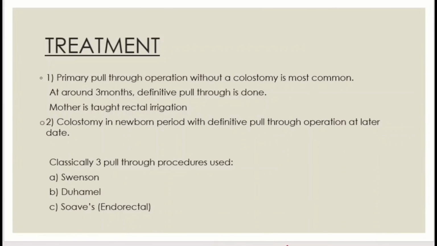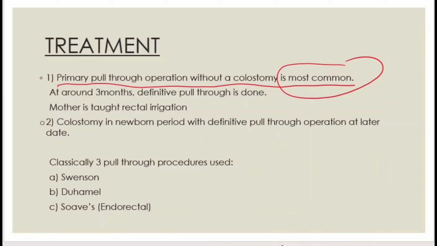Coming to the treatment part, the most common is primary pull-through operation without a colostomy. At around 3 months, definitive pull-through surgery is done, and till that point, mother is taught rectal irrigation. So what is rectal irrigation?